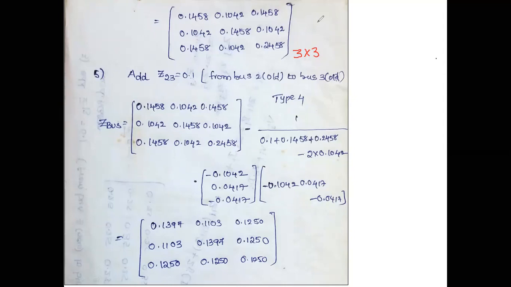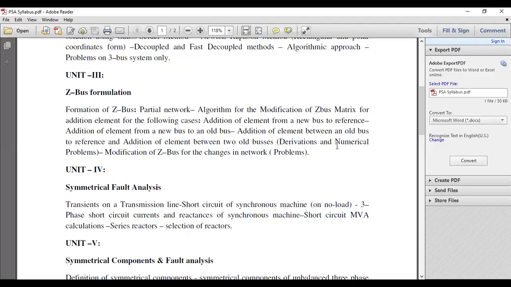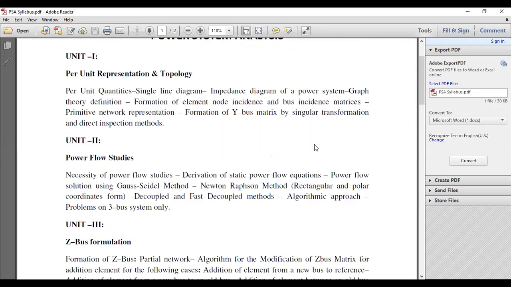So I will show you the syllabus also. Accordingly, we will plan. Now you see here, per unit system representation and its topology. We have completed each and everything. I didn't leave any single topic in that particular chapter. And power flow studies, we have completed. Newton-Raphson method, decoupled and fast decoupled method, algorithms, problems on three bus systems. So we have completed all the topics included in chapter number 2.